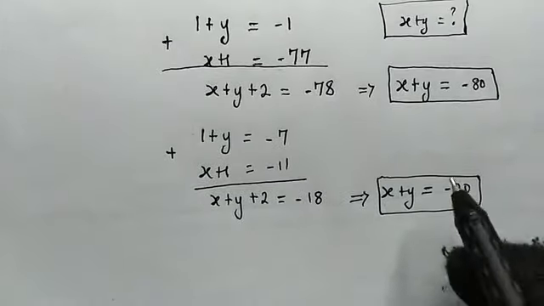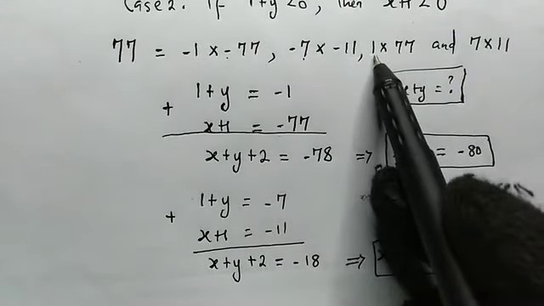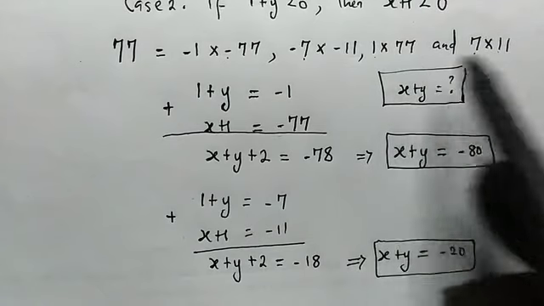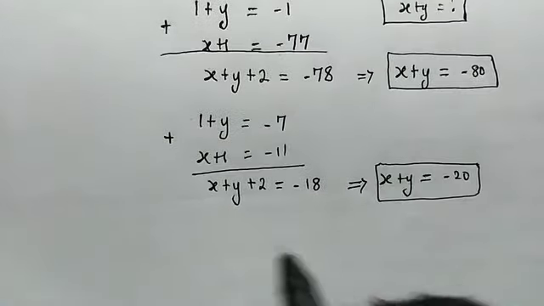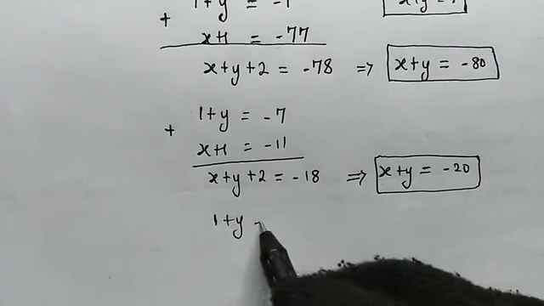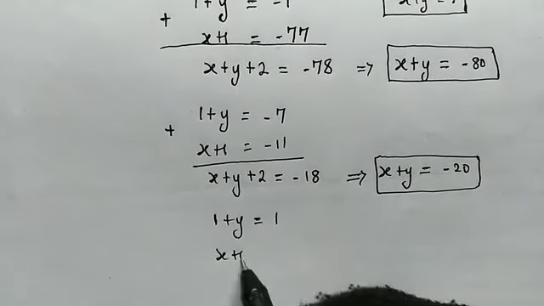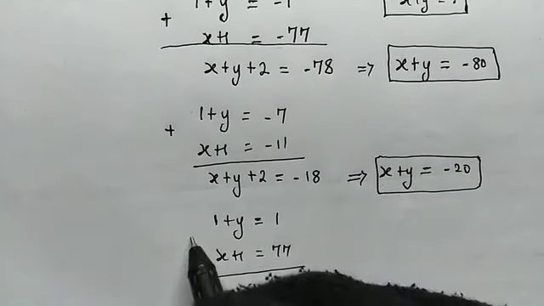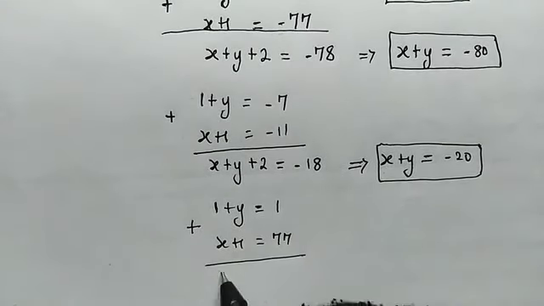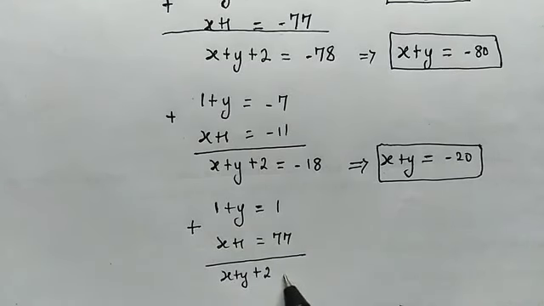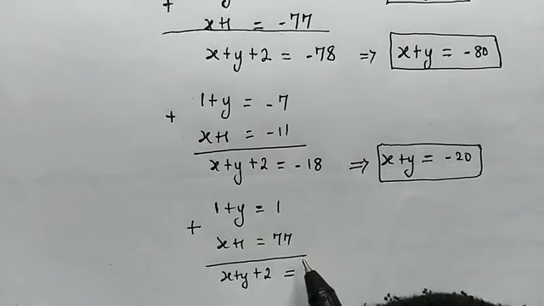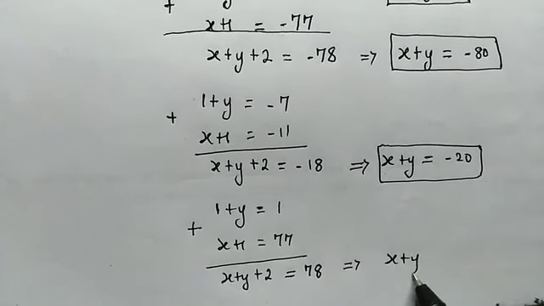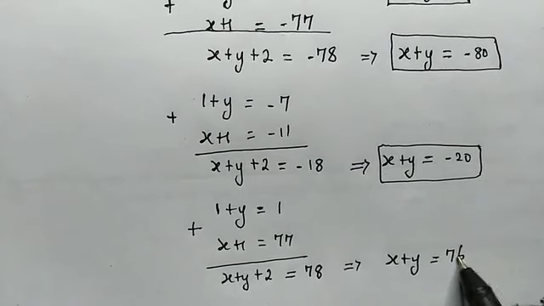Now let's go to the next one. Remember, here this is positive and this is positive, so our case 1 holds for these two factors of 77. Here 1 plus y is equal to 1, and x plus 1 is equal to 77. Let's add both equations. On the left we always have x plus y plus 2, and on the right 77 plus 1 gives us 78. Now subtract 2 from both sides, and we get x plus y equal to 76.